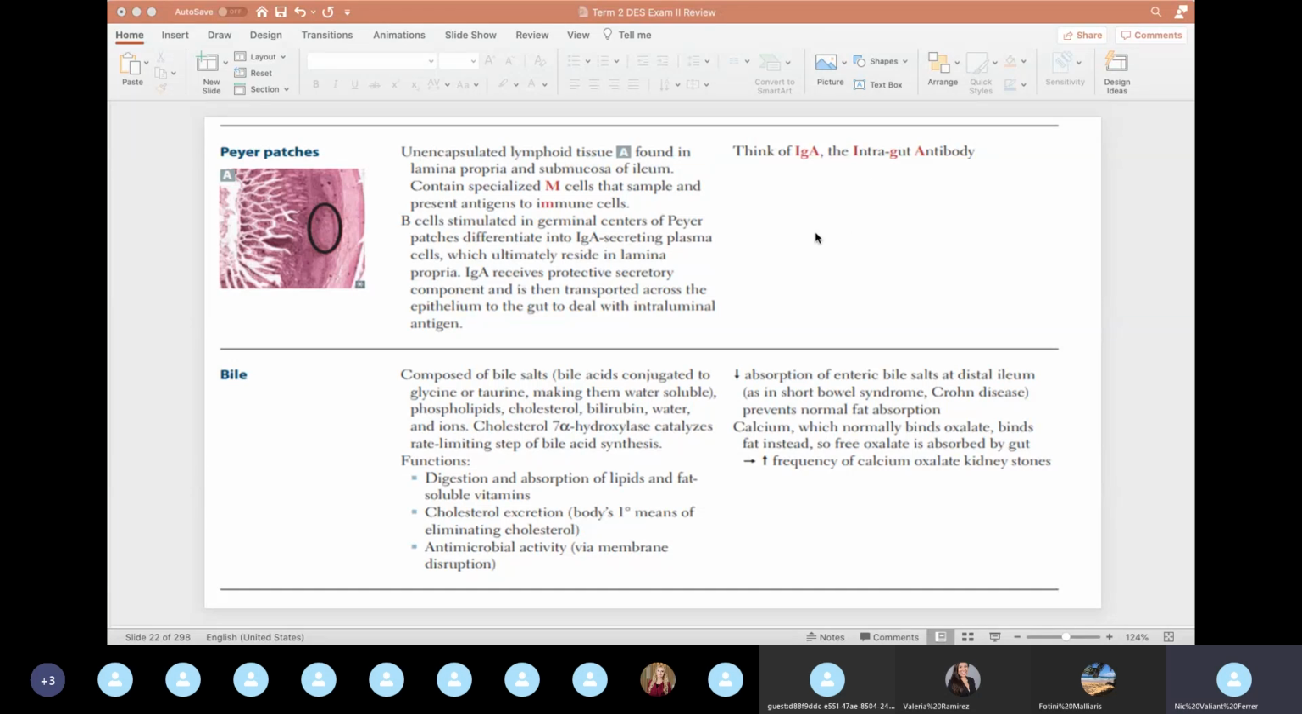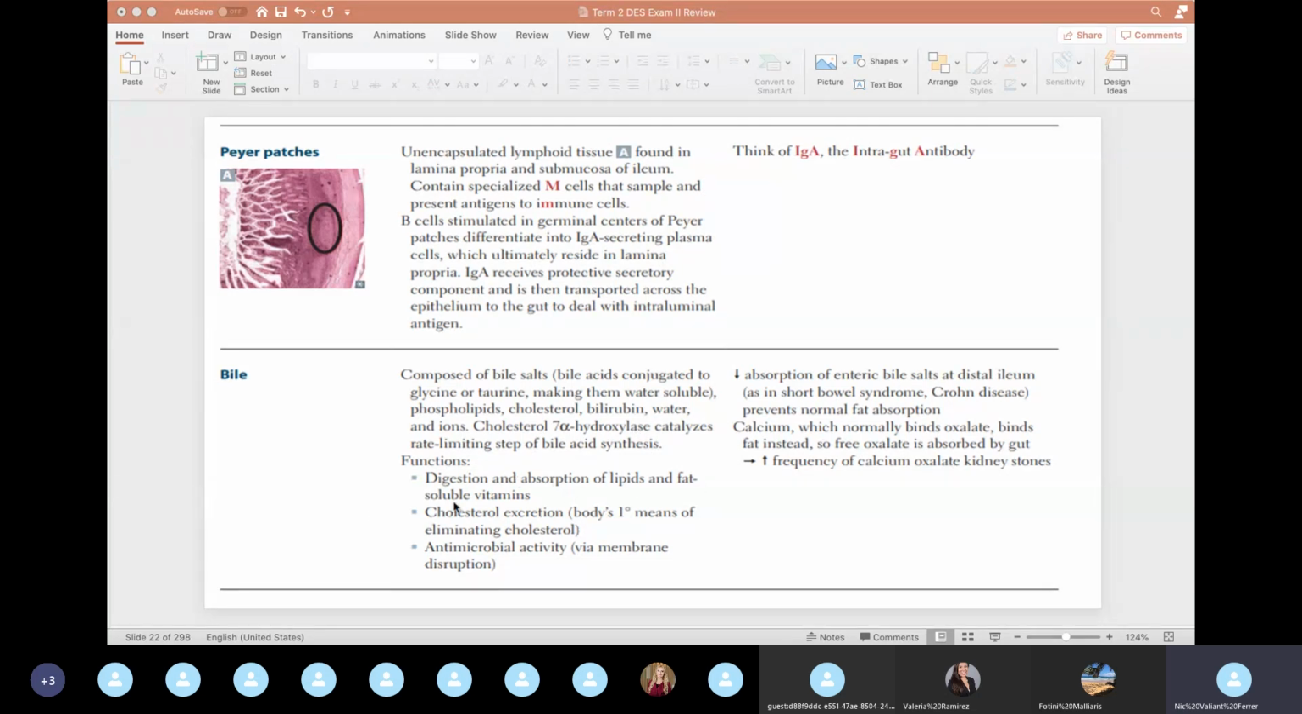The intragut antibody. When we're talking about the bile, what's the precursor of the bile? Bile salts. Do we need to do something for the bile salts? Yes, you need to conjugate them. To what? High yield: glycine or taurine. Why? To make them water soluble. Another high yield, what's the enzyme that catalyzes the rate limiting step of bile acid synthesis? Cholesterol 7 alpha hydroxylase.